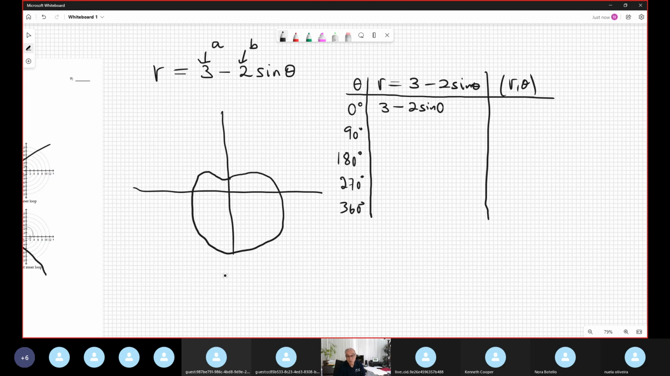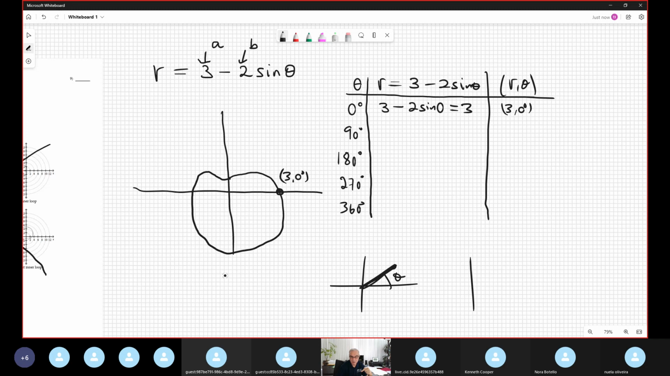Sine 0 is 0, and 0 times 2 is 0. So the answer is 3. The point is (3, 0 degrees). Remember, in polar, you are doing first of all the theta part, and after the radius.